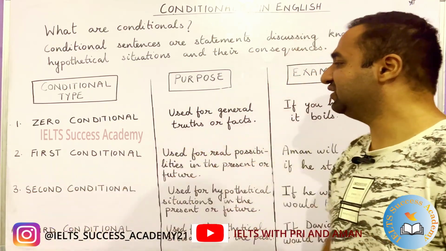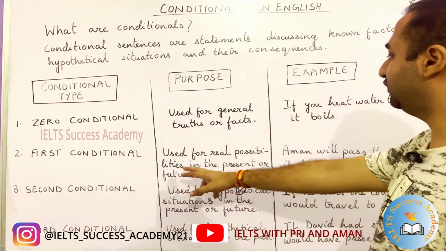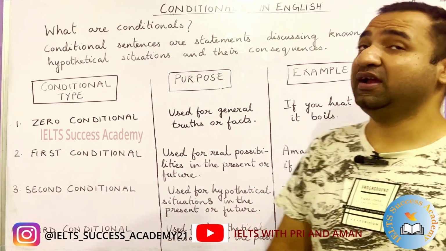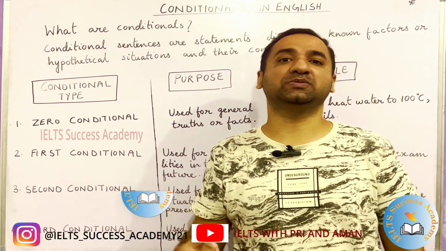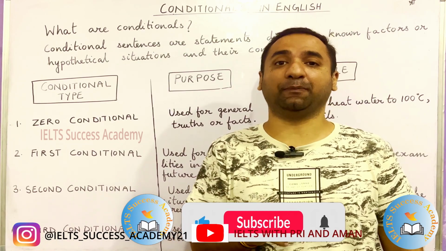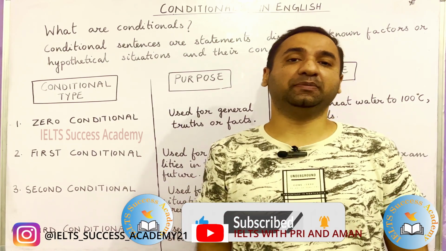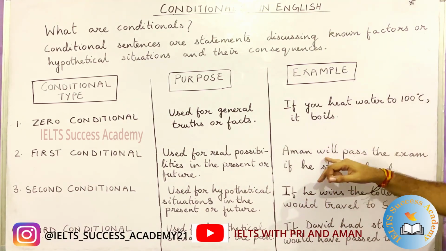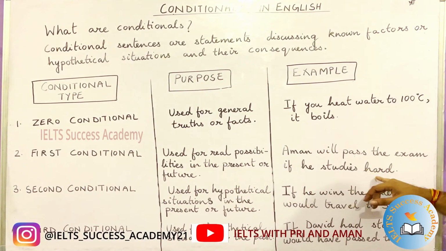The second one is first conditional, used for real possibilities in the present or future. This can happen, or this has a 90% chance of happening. For example, Aman will pass the exam if he studies hard.